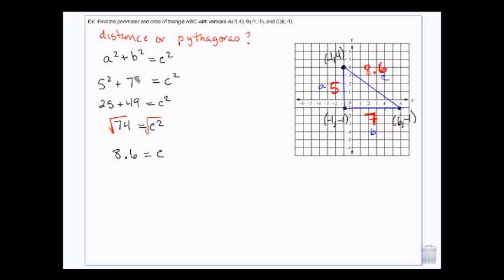No, because I squared the 5 and I squared the 7. Then I add those together. That 74 is equal to c squared. So to find out what c is, I take the square root of both sides.